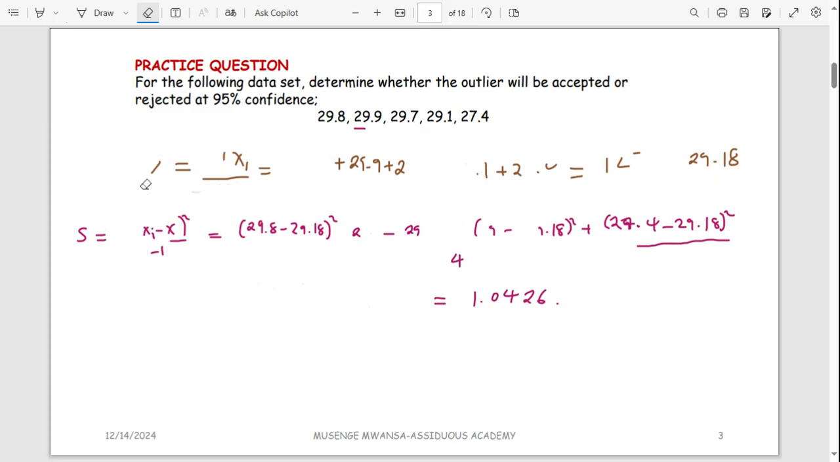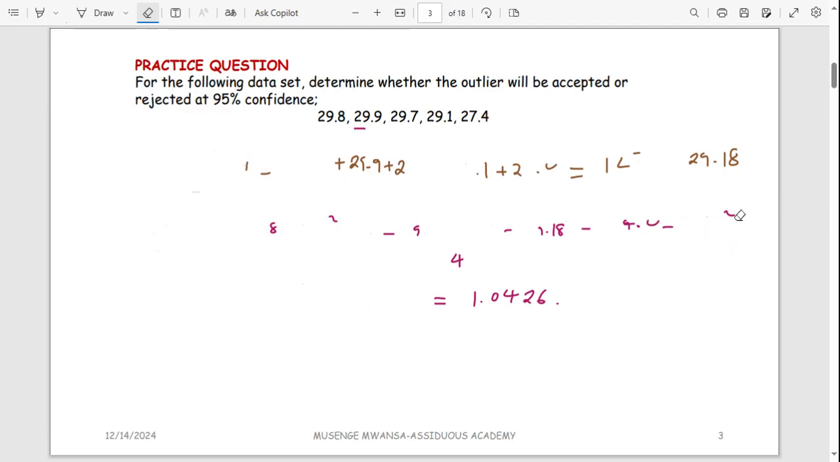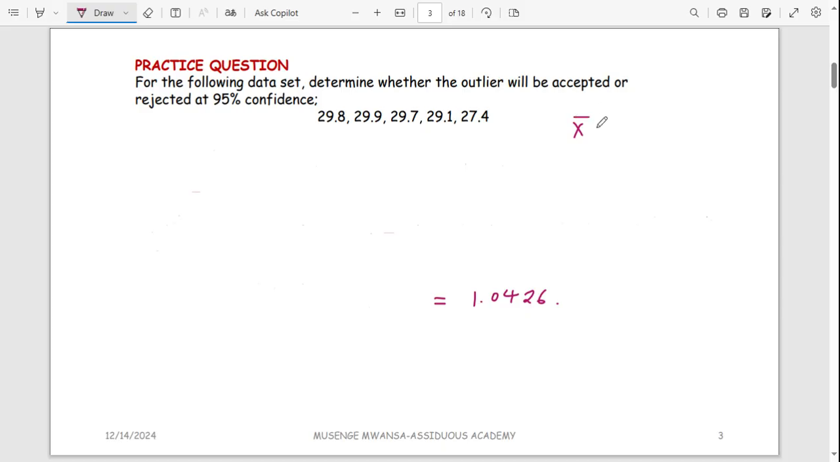Don't forget the value that we have found for the mean, because that's what we are going to be able to use. And at this point now, you need to know the formula that we use when you are dealing with the G-test. So I'm going to write the standard deviation and the mean just on top here. So what mean did we find? We found 29.18, and the standard deviation is 1.0426.